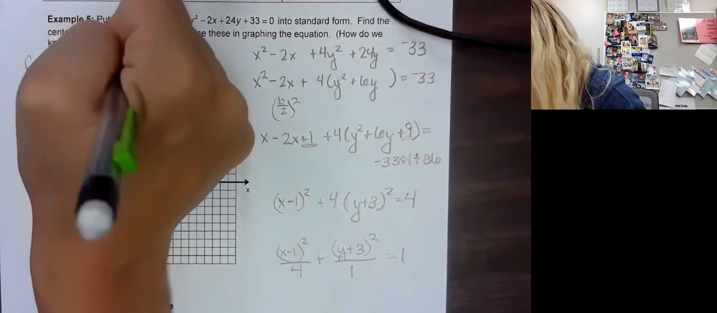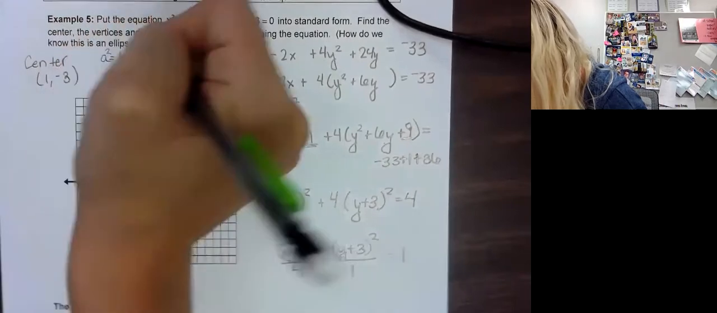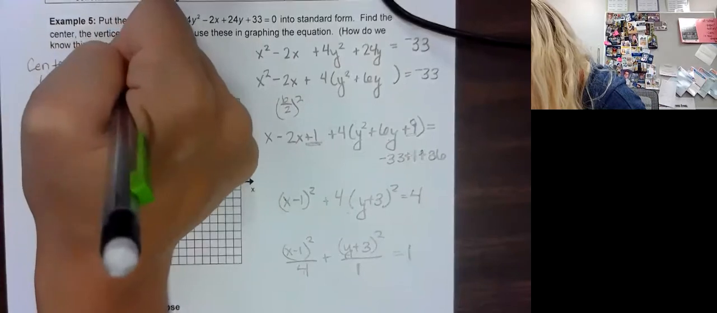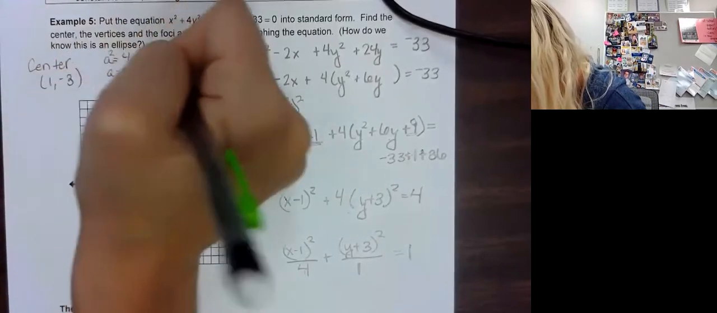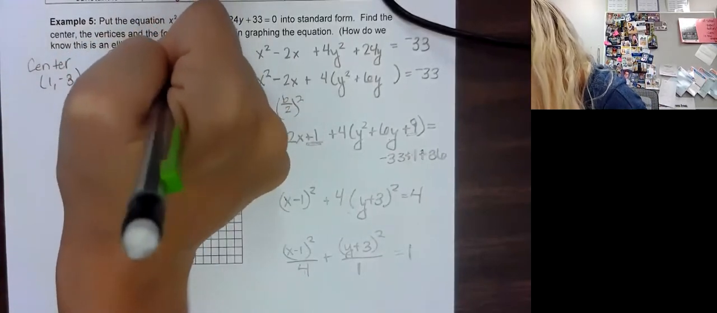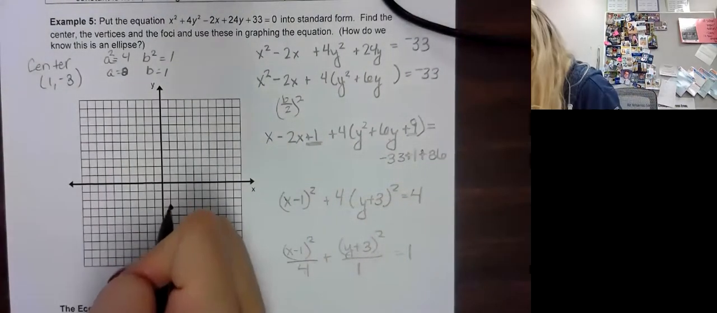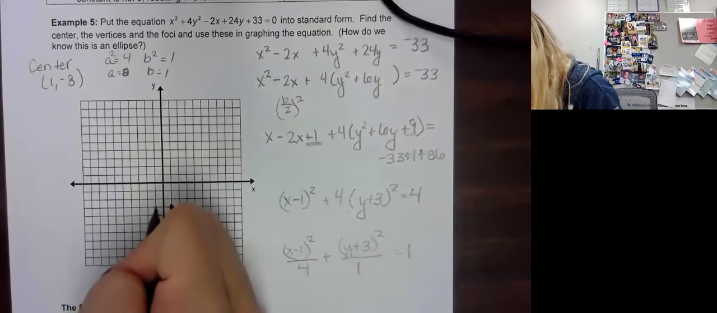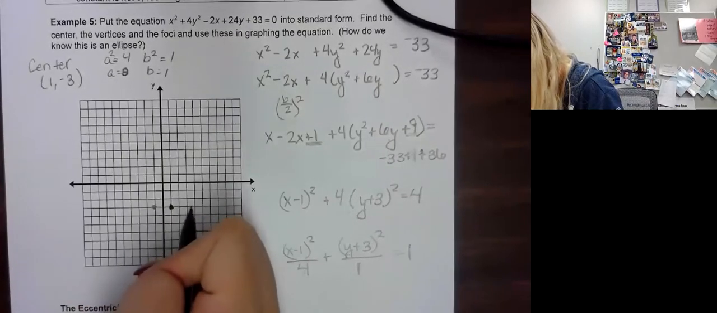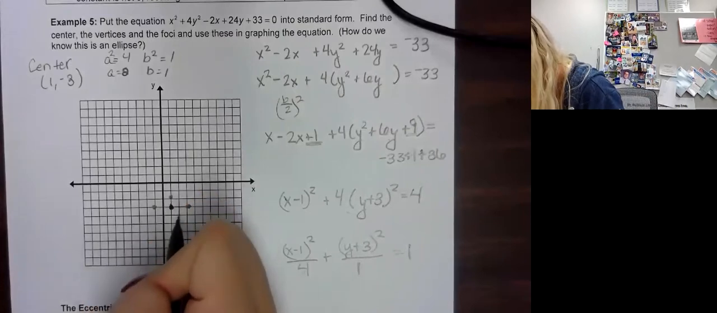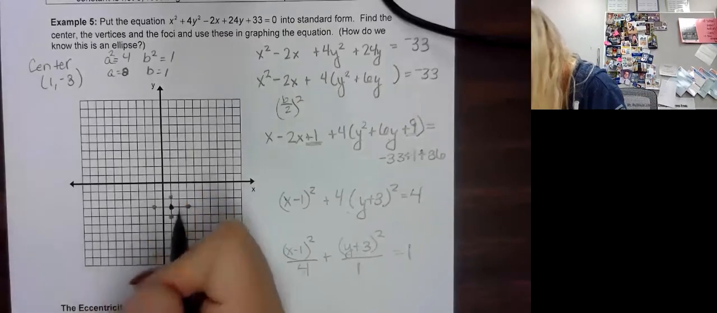Okay. Our a squared is 4. b squared is 1. So a is 2. Sorry, I forgot to take the square root. b is 1. That means it's going to be a horizontal ellipse. So 2 away, horizontal. 1, 2, horizontal. 1 vertical. This is a tiny ellipse, huh?